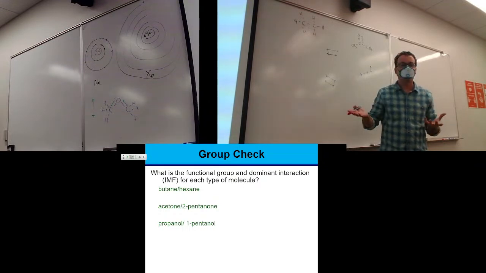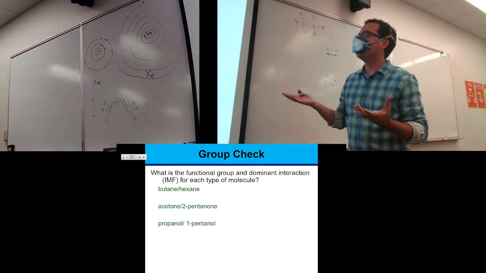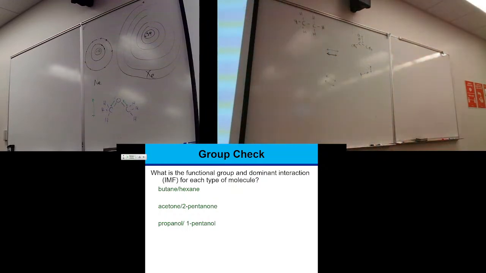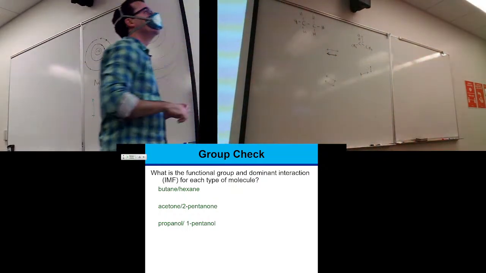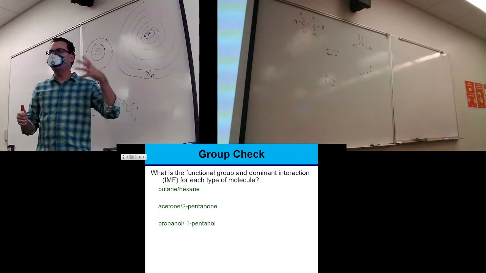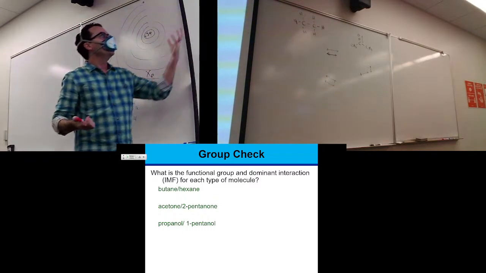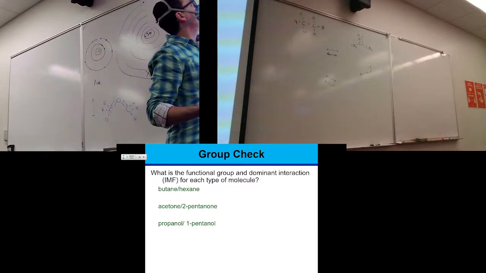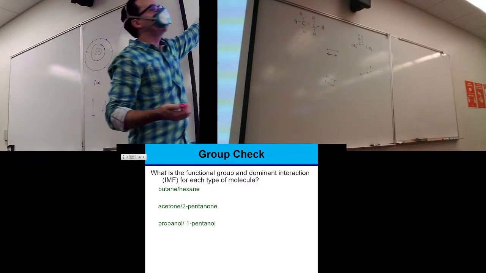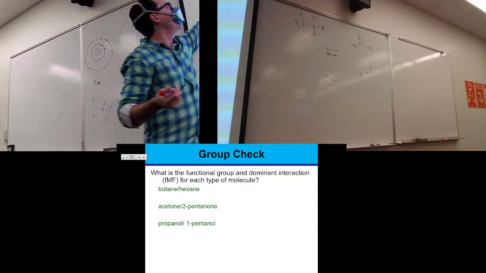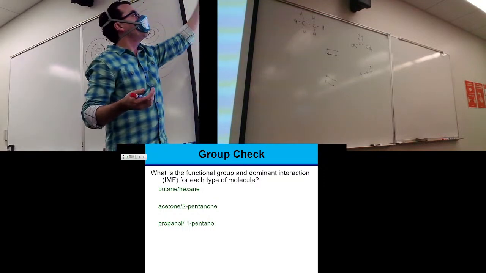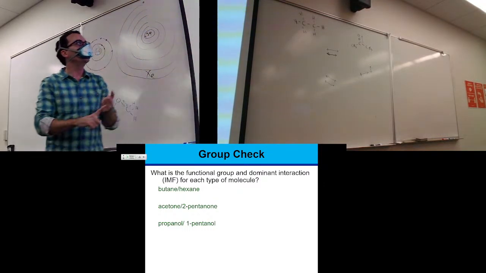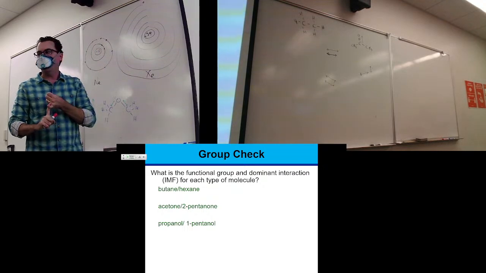What can you tell from these? Well, from the endings of the names, an A-N-E is an alkane. And from an alkane, you should know what an alkane looks like. You're not going to have to know the exact numbers of carbons, so bute is 4, hex is 6. But these are both alkanes, and so the only IMFs involved are going to be London dispersion forces.